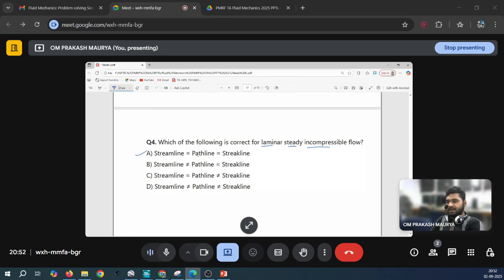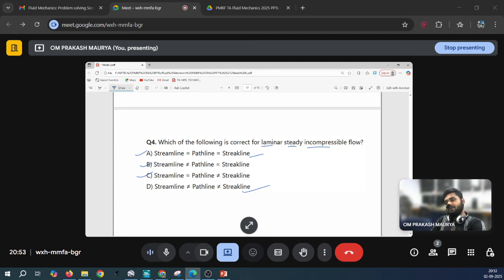Option A: streamline equal to path line equal to straight line. Option B: streamline does not equal path line but equal to straight line. Option C: streamline equal to path line, does not equal the straight line. And option D: streamline does not equal path line, does not equal straight line. So which option would be correct? Think about it.